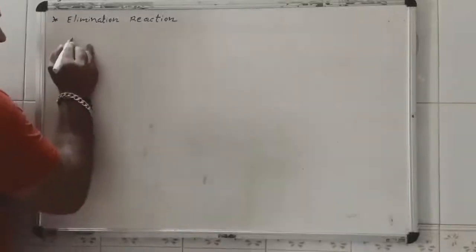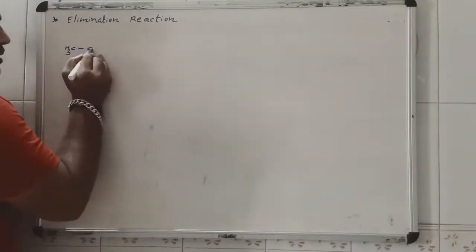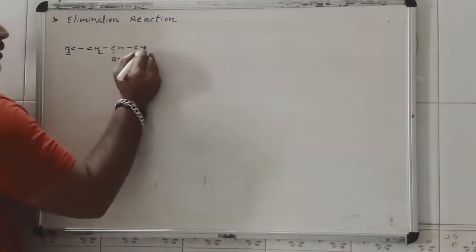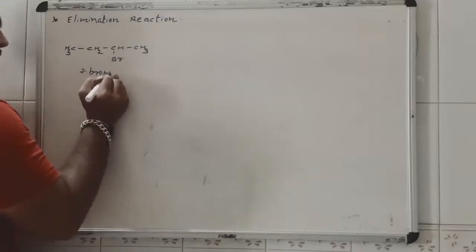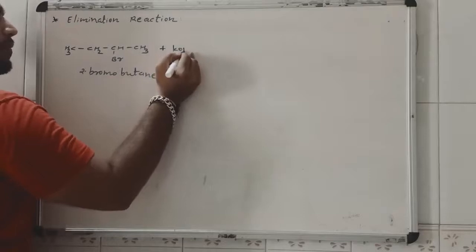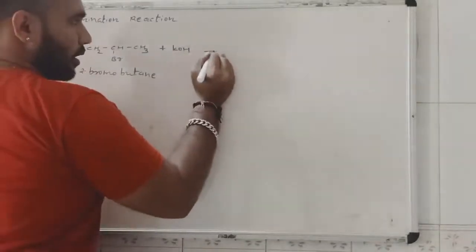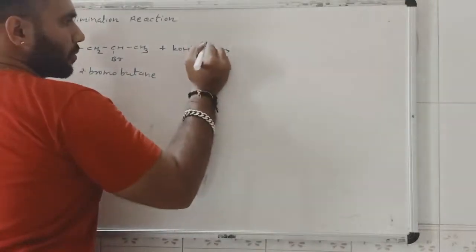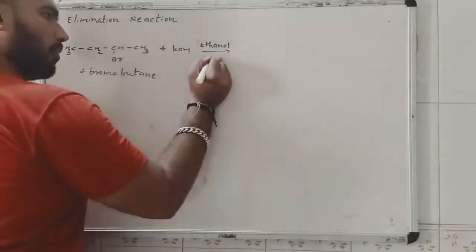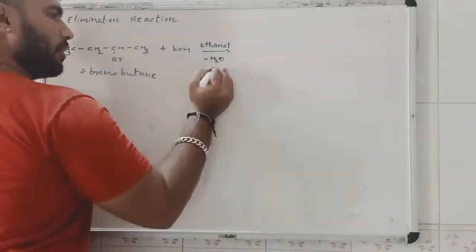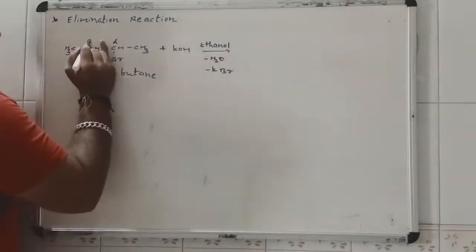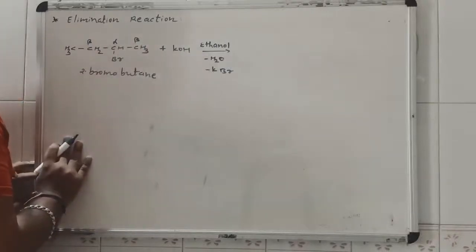Now I have a compound CH3CH. The name of this compound is what? 2-bromobutane, which is going to react with KOH in ethanol. Now, you all know that we have to remove water, then K will go with the bromine. Now see, this is our alpha carbon, and these two are the beta carbons we have. Yes, these are the beta carbons.